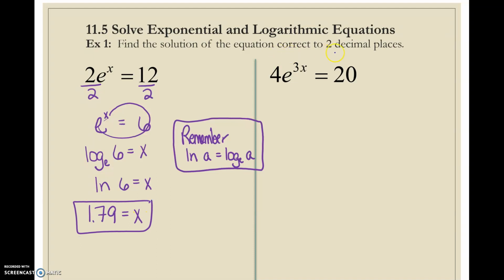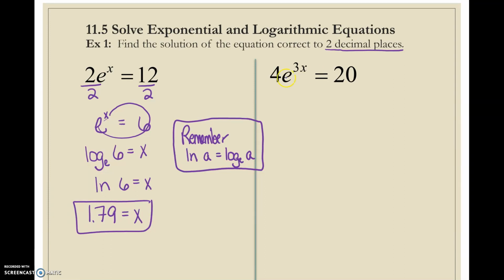Now the directions say correct to 2 decimal places. That means 2 places after the decimal. I've been pretty lenient on quizzes and tests when it says specifically how to round, when people don't necessarily round in that way. On the test, I am going to be pretty picky about it. If it says to 2 places after the decimal, make sure you round it to 2 places after the decimal.